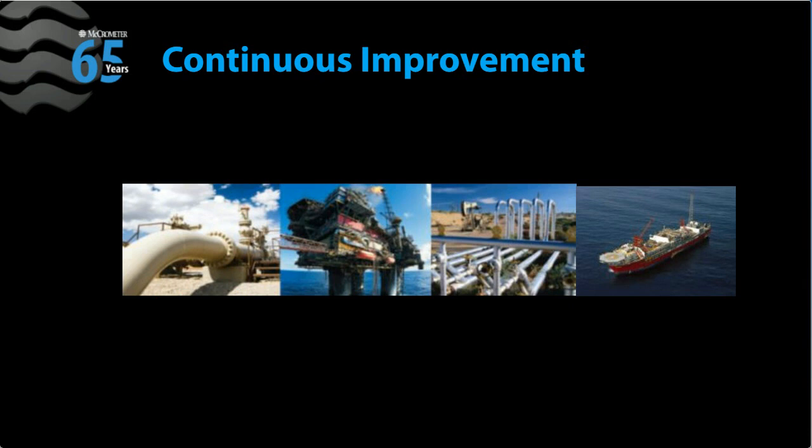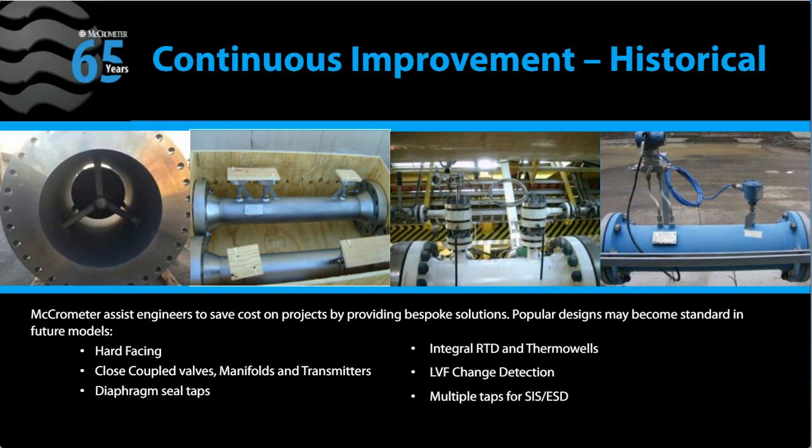We wanted to go over some of our continuous improvements on V-cone flow meters. Historically, as mentioned, McCrometer is a part of Danaher Corporation, and we value continuous improvement very highly. We have a large R&D team on site, and they're always looking at different ways of either improving our existing flow meters, or offering new capabilities for them, or working on new meters for applications that may be difficult to measure.